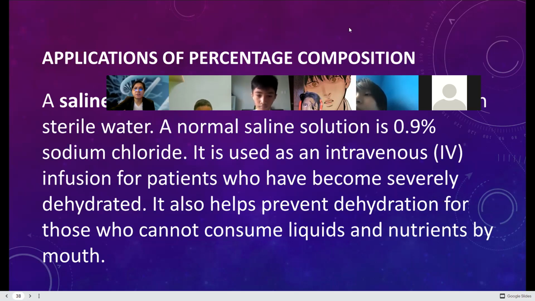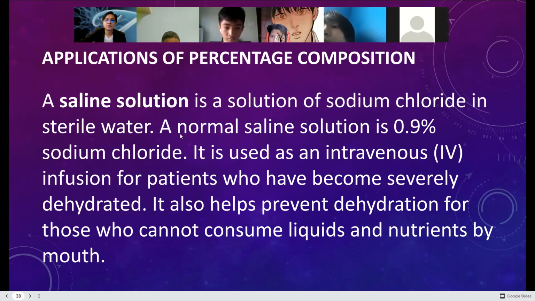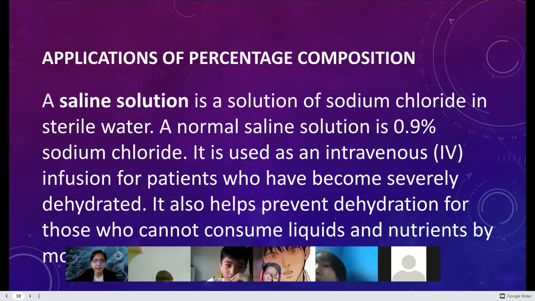Applications of percentage composition. A saline solution is a solution of sodium chloride in sterile water. Are you familiar with saline solution? Have you heard about saline solution? No, I never heard of it. Not yet? Okay. But have you heard about dextrose? Yes. Okay.